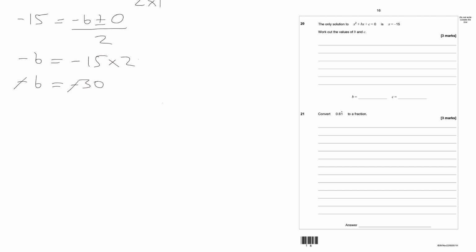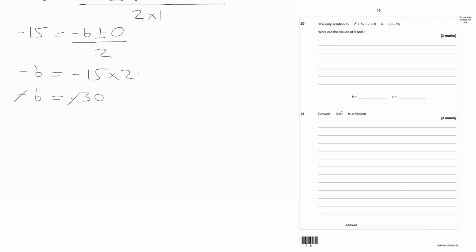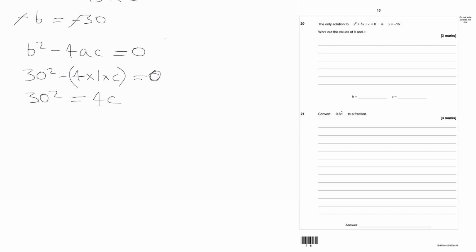So now that we know that b is equal to 30, we can go back to this b squared minus 4ac, and given that we know a and now we know b, we can use this to work out the value of c, given that we know it must be equal to 0. So we have 30 squared minus 4 times 1 times c is 0. This means that 30 squared equals 4c, and therefore c equals 30 squared over 4. Well, 30 squared is 900, and 900 over 4 is 225. So the values here are that b equals 30 and c equals 225.